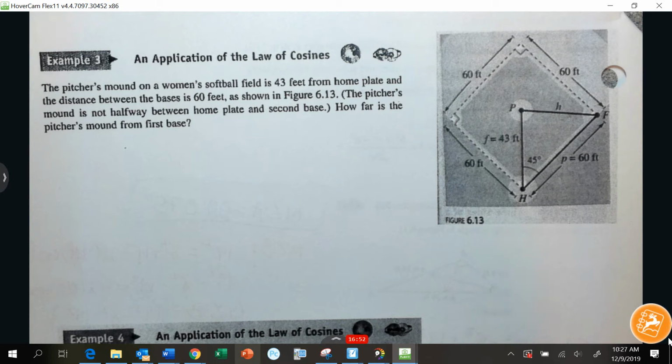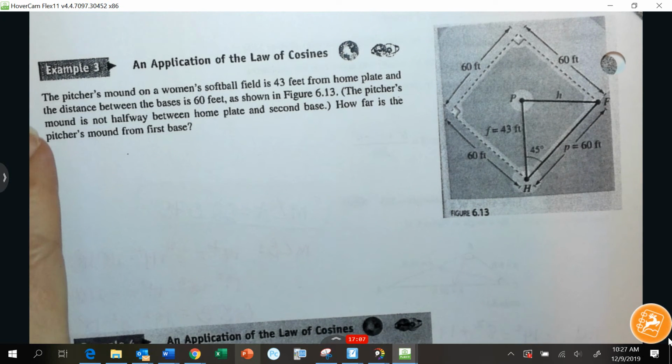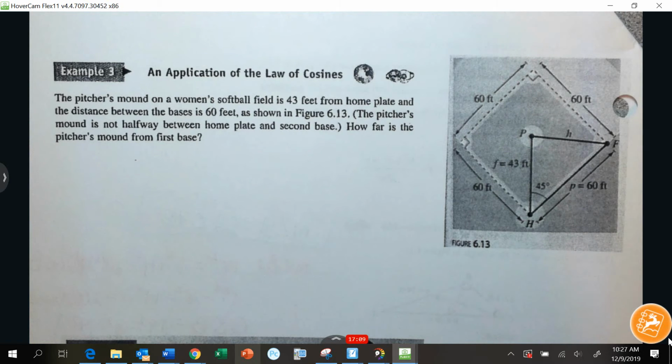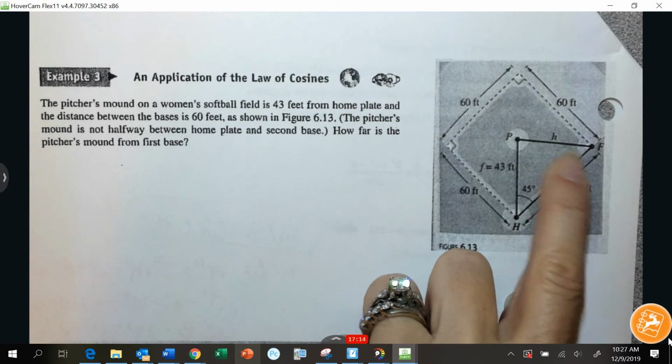The pitcher's mound on a women's softball field is 43 feet from home plate, and the distance between the bases is 60 feet, as shown in the figure. The pitcher's mound is not halfway between home plate and second base. How far is the pitcher's mound from first base? So we need to find from P to F.